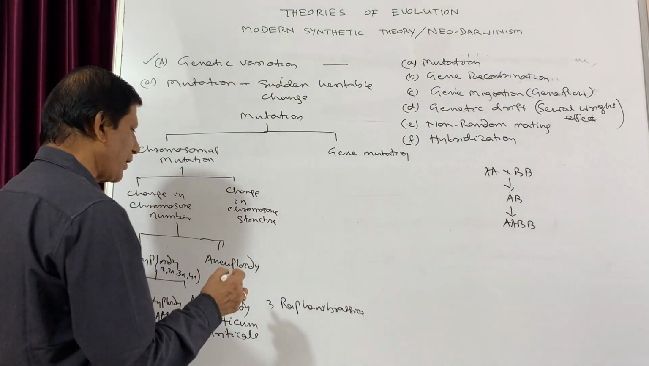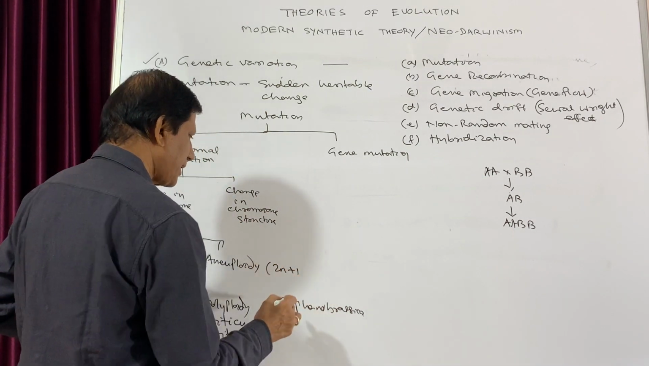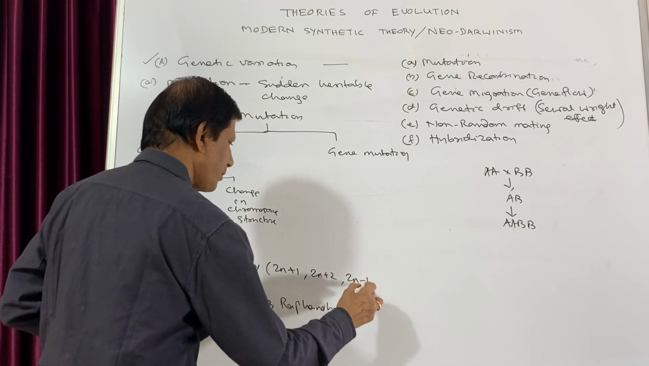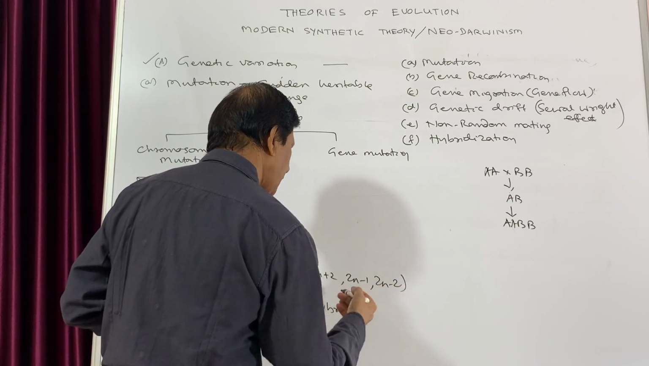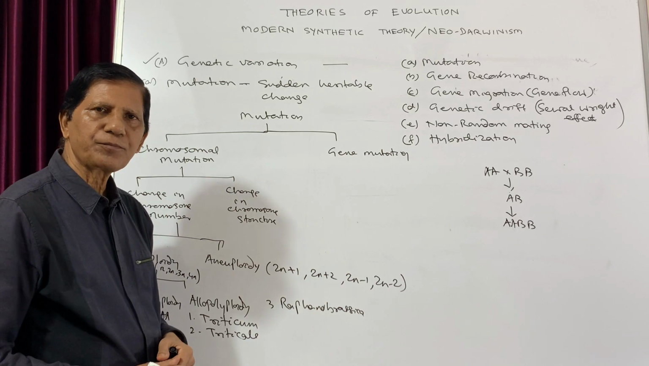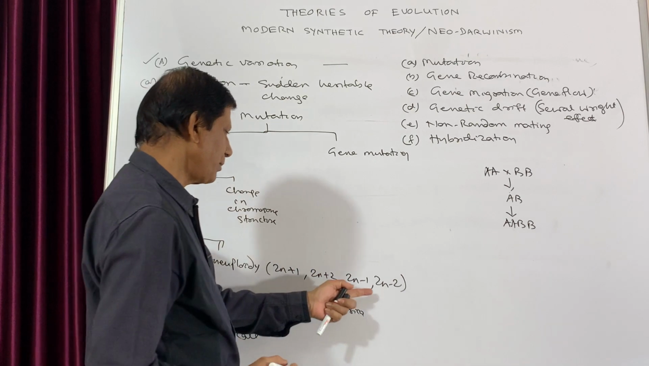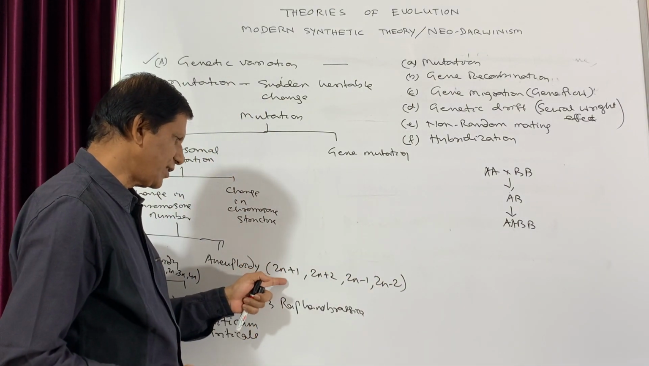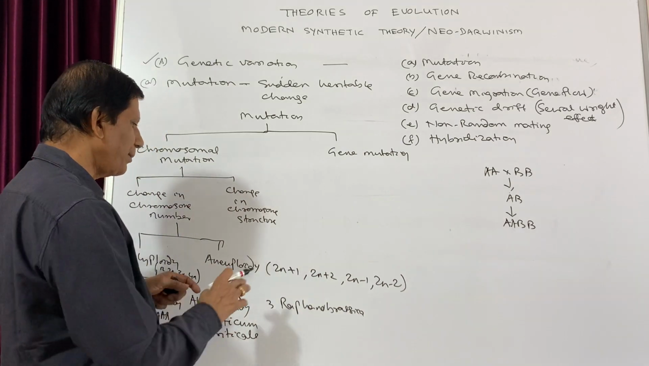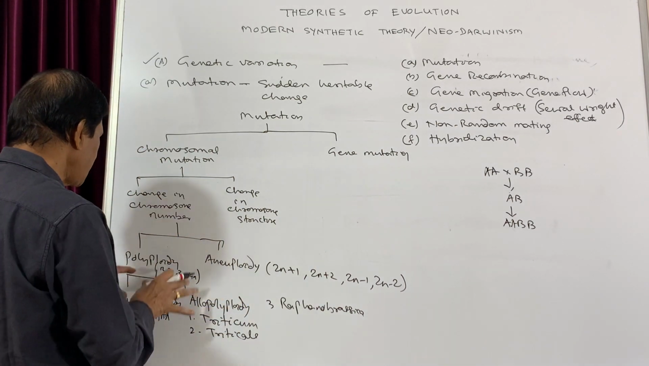But coming to aneuploidy, there is change only in 1 or 2 chromosomes. It may be 2n plus 1, trisomy; 2n plus 2, tetrasomy; 2n minus 1, monosomy; 2n minus 2, nullisomy. So trisomy, tetrasomy, monosomy and nullisomy. By this also there are allelic changes. So this is about polyploidy.